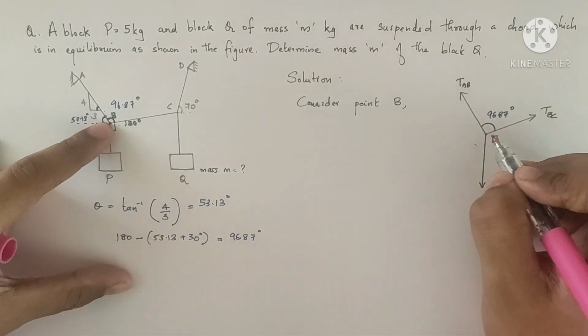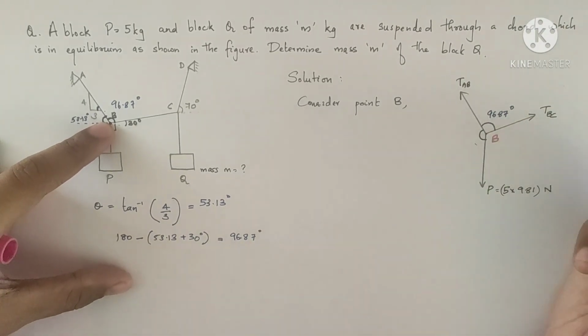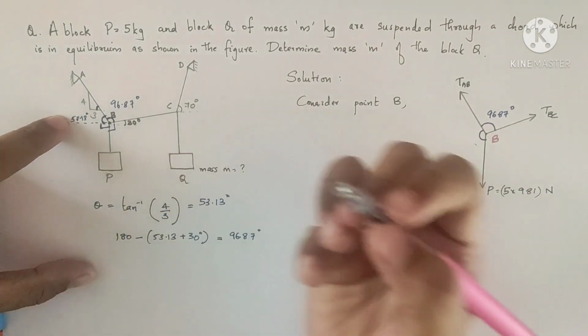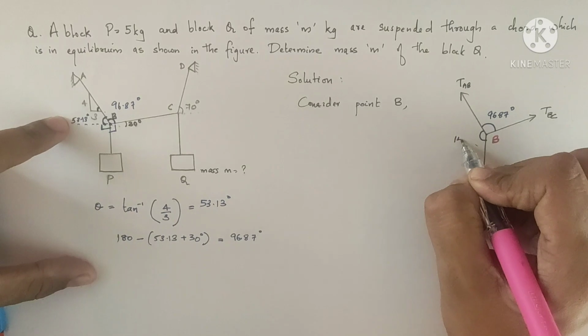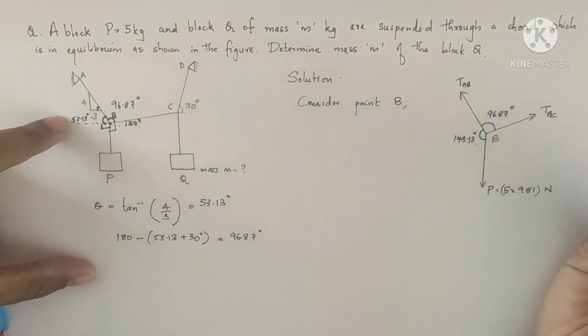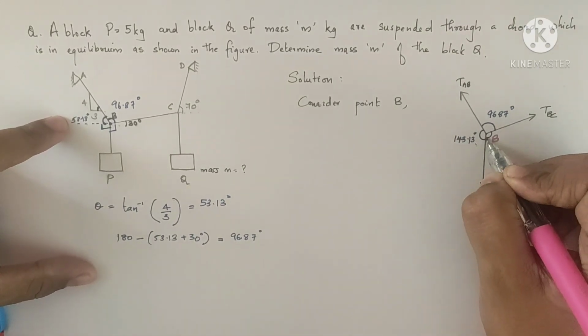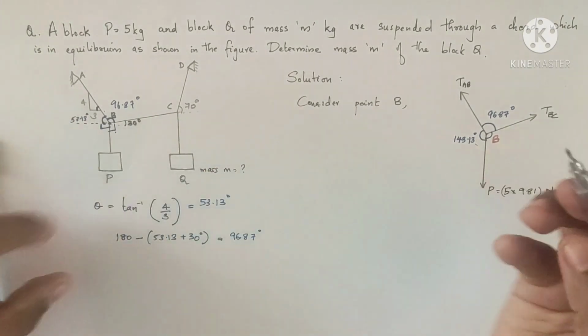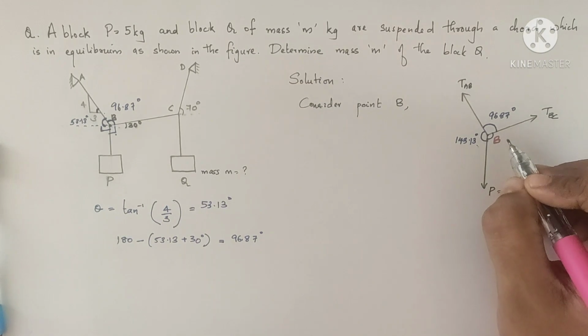96.87 degree. Now we can find this angle: 53.13 plus this 90 degree. We will get it as 143.13 degree. Now this remaining angle also we can find by adding 30 degree plus 90 degree, that is 120 degree.